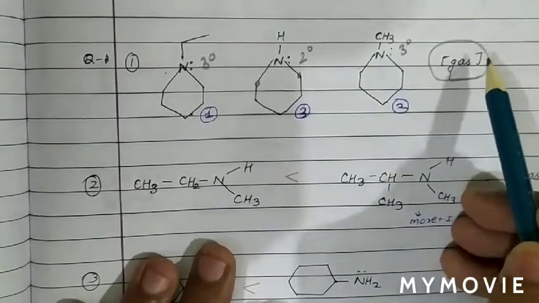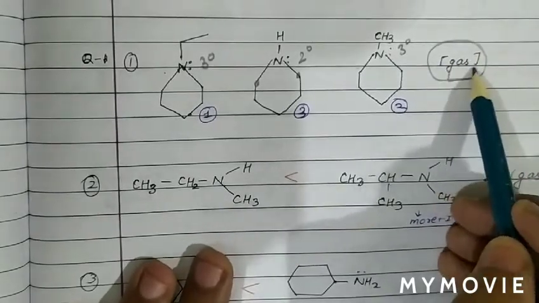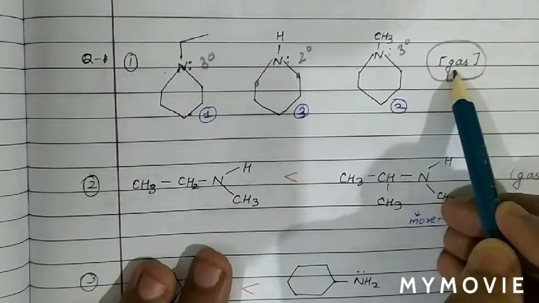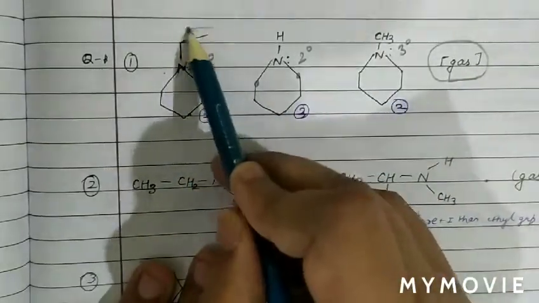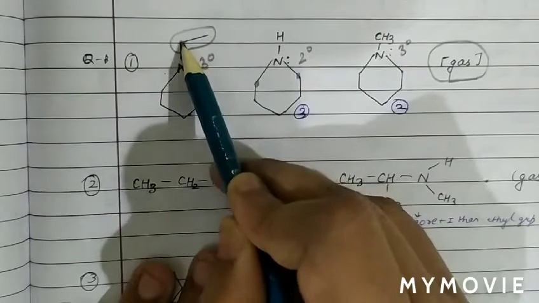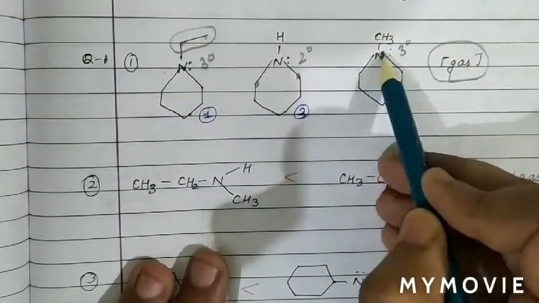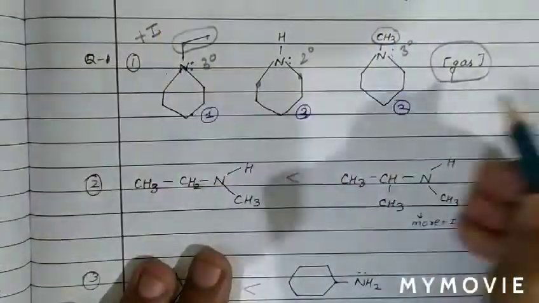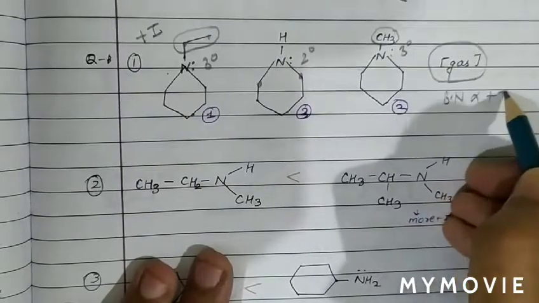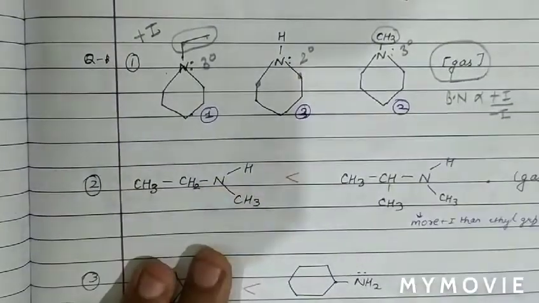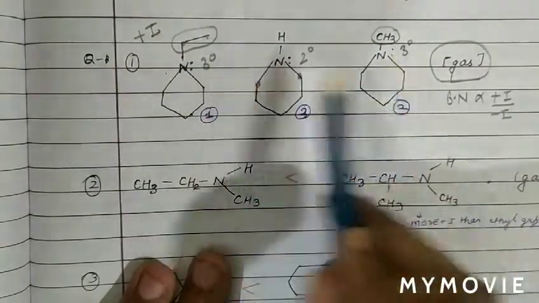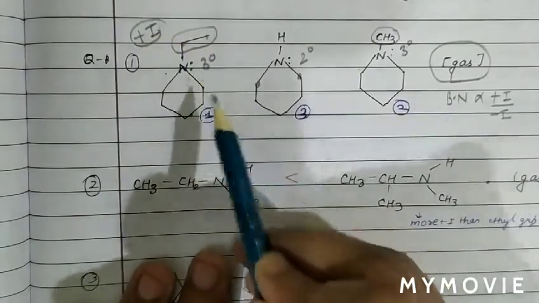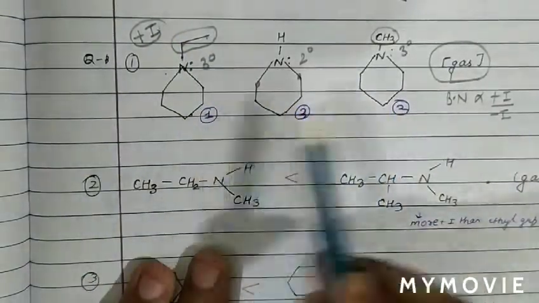If nothing is given in the question, then by default we compare the basic nature in gas phase. In gas phase only the inductive effect will decide the basic nature. As we can see, 3 degree has more electron releasing groups, because two carbon atoms, an ethyl group, are present. The other one is also 3 degree, but here a methyl group is present, so plus I is more in this case. We know basic nature is directly proportional to plus I and inversely proportional to minus I. Both are 3 degree, but here it is an ethyl group, so the plus I group is more powerful, therefore it is more basic than this, and then 2 degree. So 1, 2, 3.